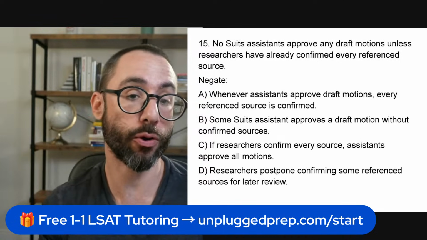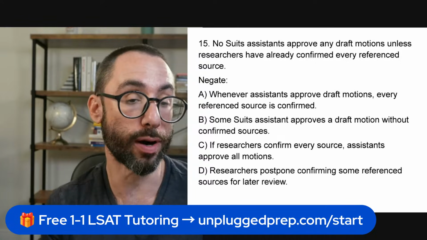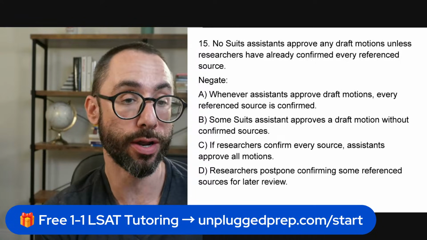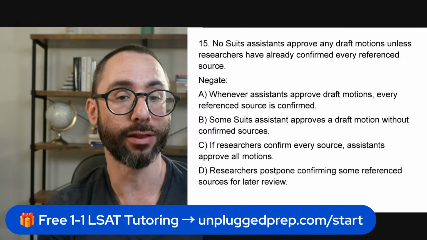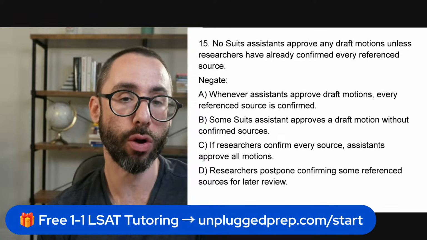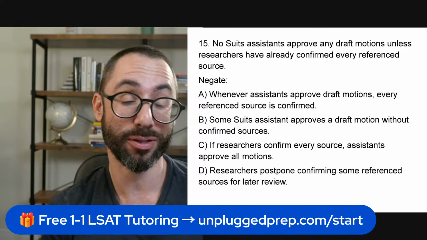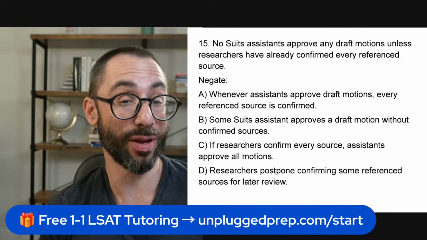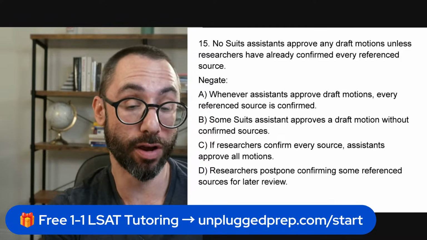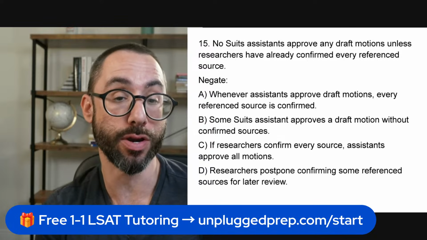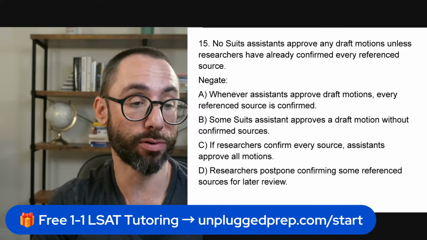So the original here says no, meaning nobody or zero. Opposite of none is some or at least one. And so a statement saying whenever, a statement saying if, like A and C, both of those are probably going to be a little bit too extreme. We want a some as the logical opposite of none. And so B as in Bravo is in fact correct.